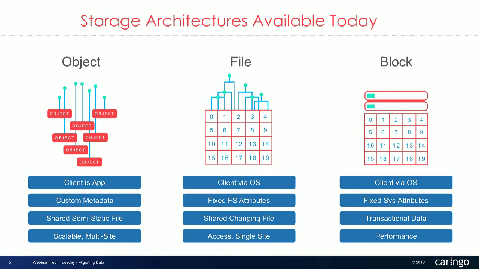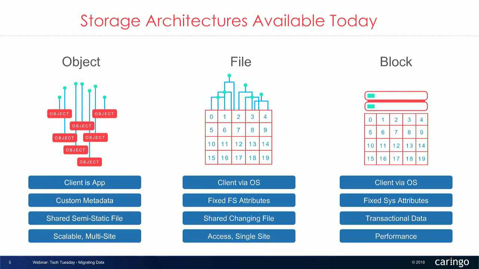So typical storage architectures that you encounter today basically fall into 3 categories. They're going to be reading right from left. They would be block storage. That's accessed by client applications by OS calls and typically involve fixed system attributes, are used to handle transactional data, and are primarily targeted for applications that place a premium on performance.